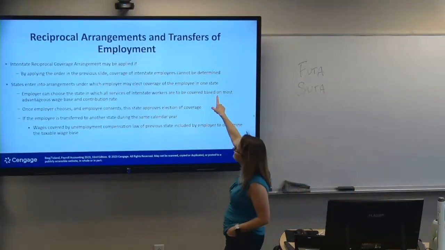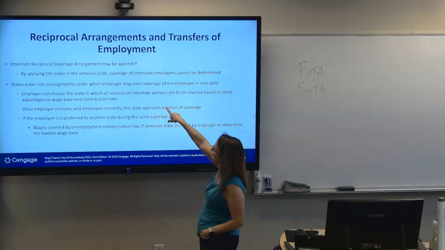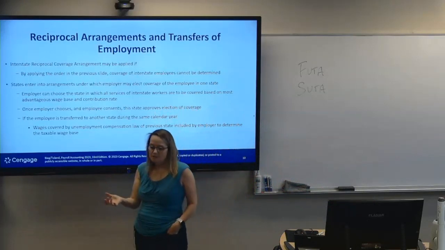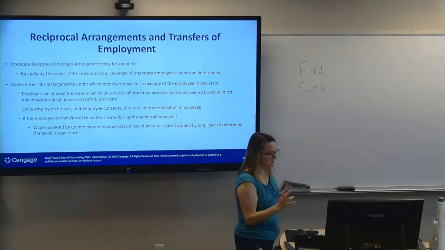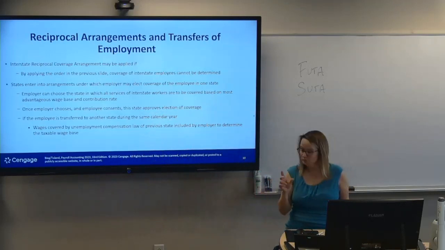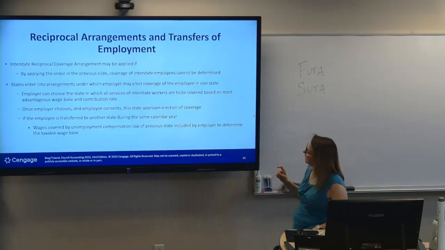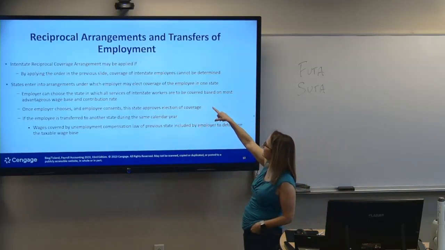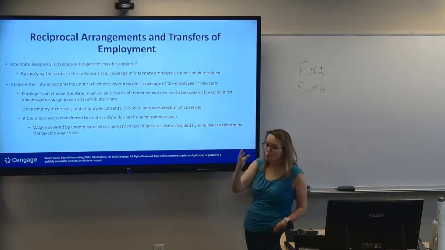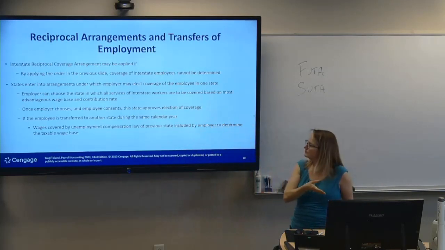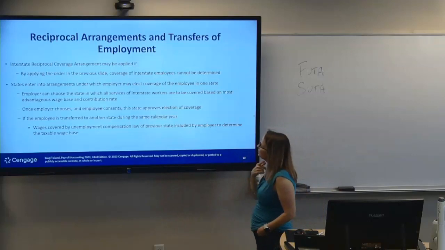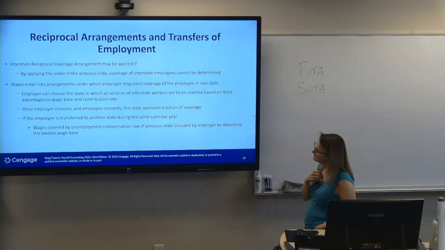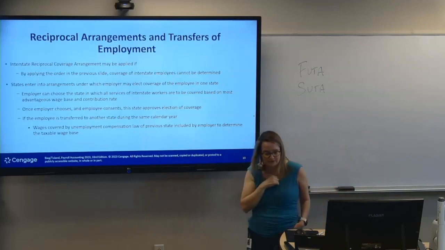So if you still can't, by applying the order in the previous slide, determine coverage of interstate employees, there are arrangements that states will come to, agreements with the employer. The employer might be able to elect coverage of the employee in one particular state. They can choose the state in which all services of interstate workers are to be covered, based on the most advantageous wage base and contribution rate.